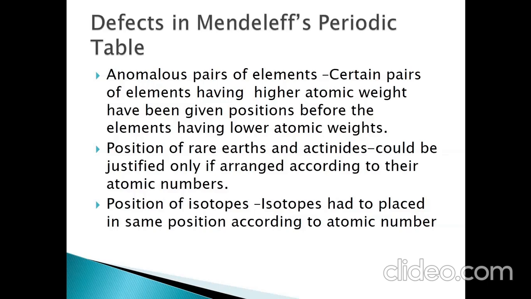The position of rare earths and actinides could be justified only if arranged according to their atomic number. So he could justify the position only when the elements were arranged according to their atomic numbers. Position of isotopes: isotopes had to be placed in the same position according to the atomic number. So these were the defects of Mendeleev's periodic table. This is important from the point of view of your exam. You should know his contribution as well as the defects which were found in his periodic table.